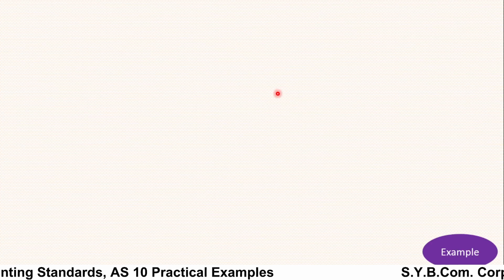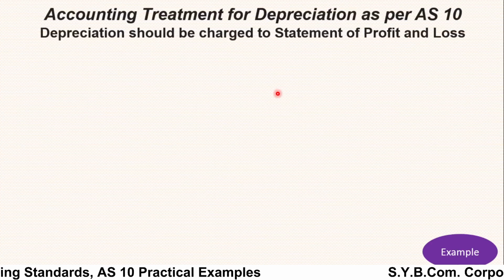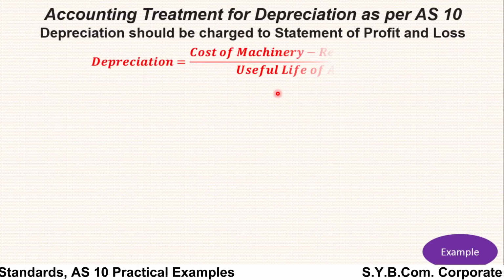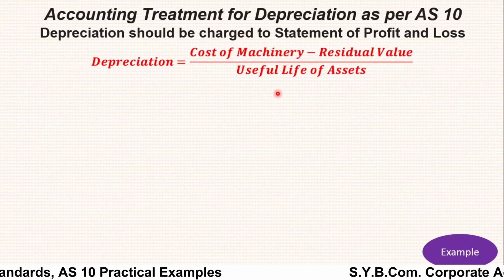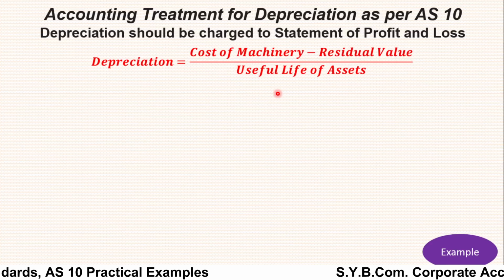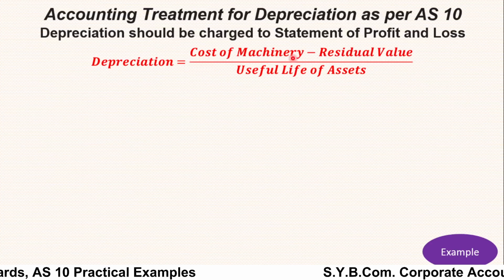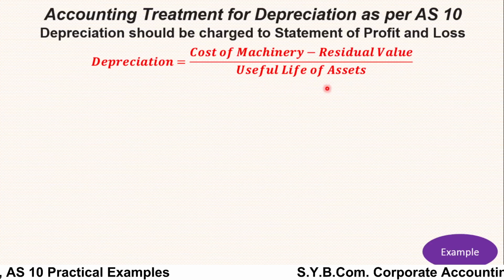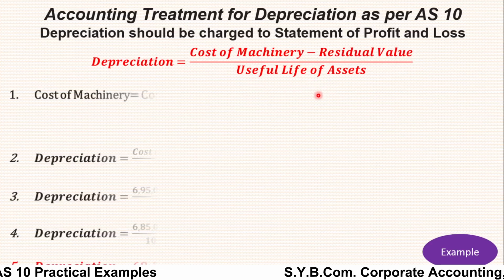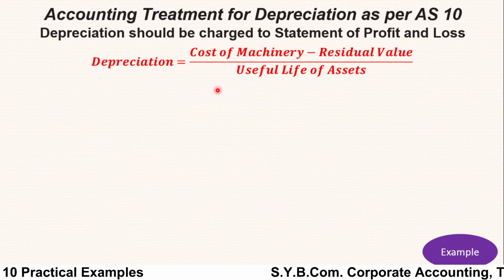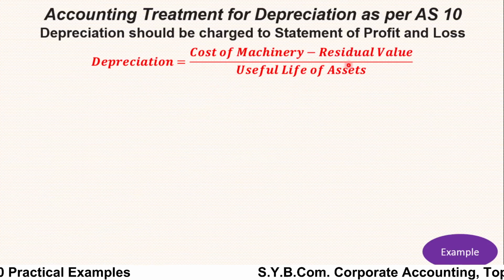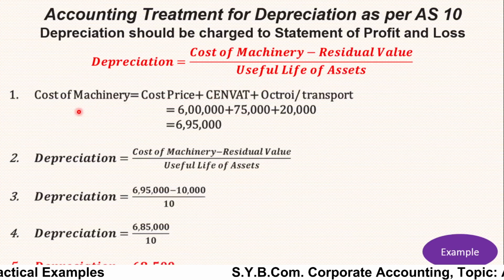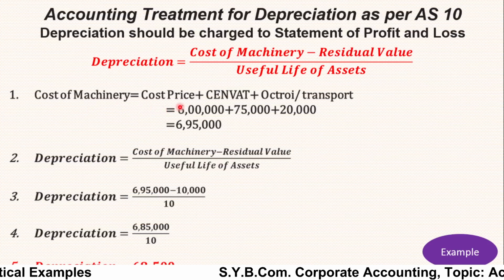Let us see the solution of our example. So, example of accounting standard, that is AS 10. The calculation or the formula is depreciation equals cost of machinery minus residual value or scrap value, divided by useful life of asset. So the formula is very easy, in which first of all you have to find out the cost of machinery minus residual value, then divide by useful life of asset. So here we can calculate the cost of machinery. What is cost of machinery?